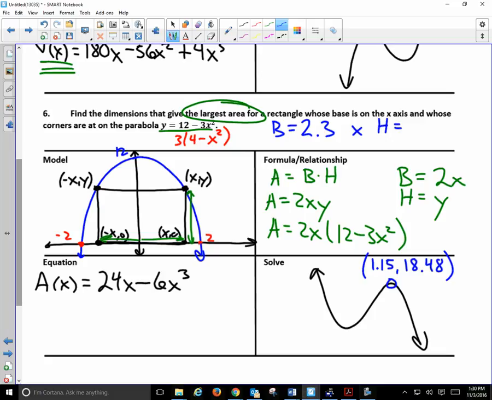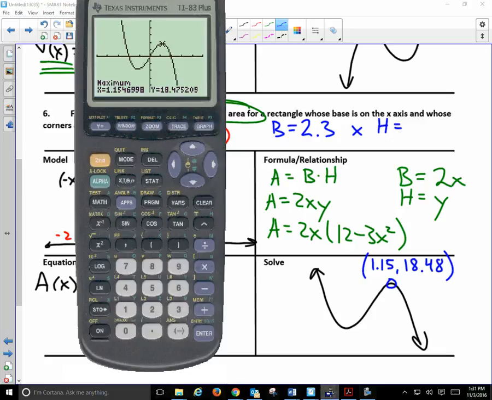Now, I've got two ways to find the height. I could either plug in something here to give me y, which is the height. What would you plug in for x? No. You'd plug in 1.15. Does somebody see another way that I can find it? Yeah, I take the area, which is 18.48. That is the maximum area. And I simply just divide it by my base, 2.3. And that should give me the height, 8.03.